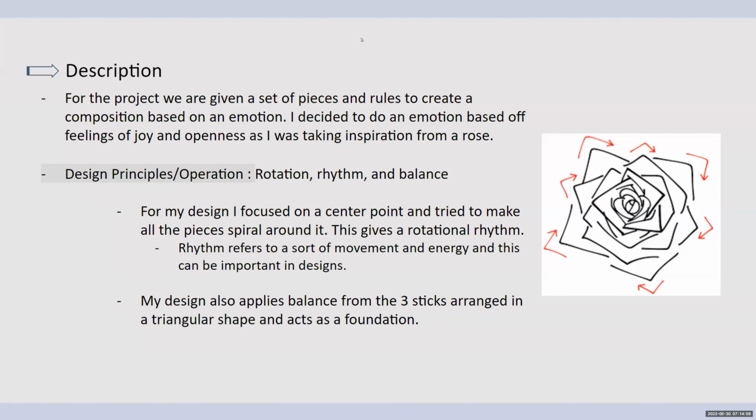And so description for this project, we're given a number of pieces and rules to create something based off an emotion. And I decided to do joy and openness as I was taking inspiration from a rose. So my design principles for this project were rotation, rhythm, and balance. And I tried focusing on a center point and tried to make all the pieces spiral around it. And this gives it a rotational rhythm. And my design also applies balance from the 3 sticks arranged in a triangular shape.